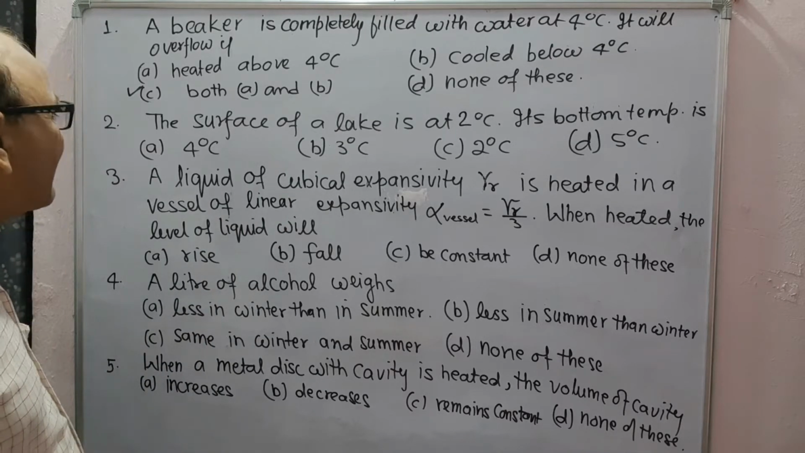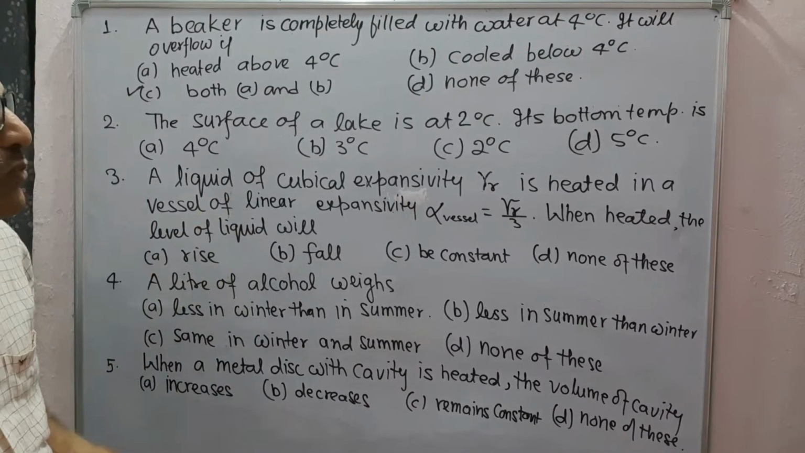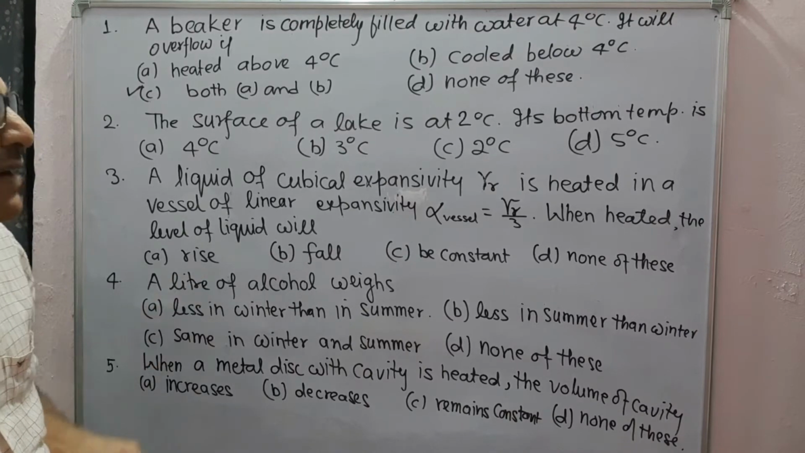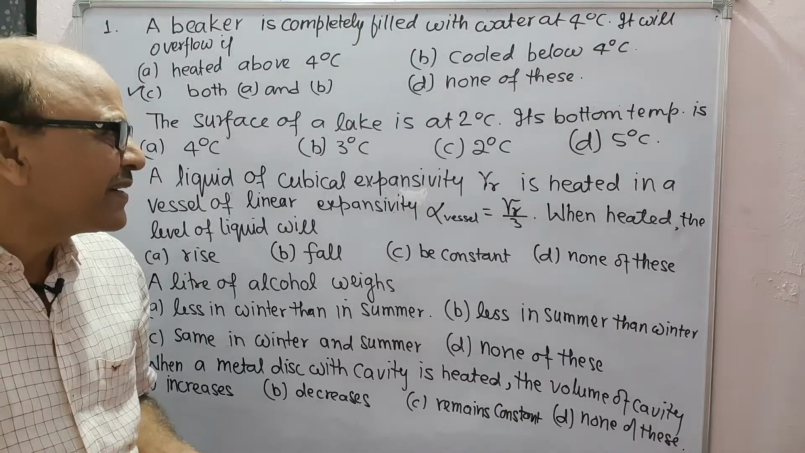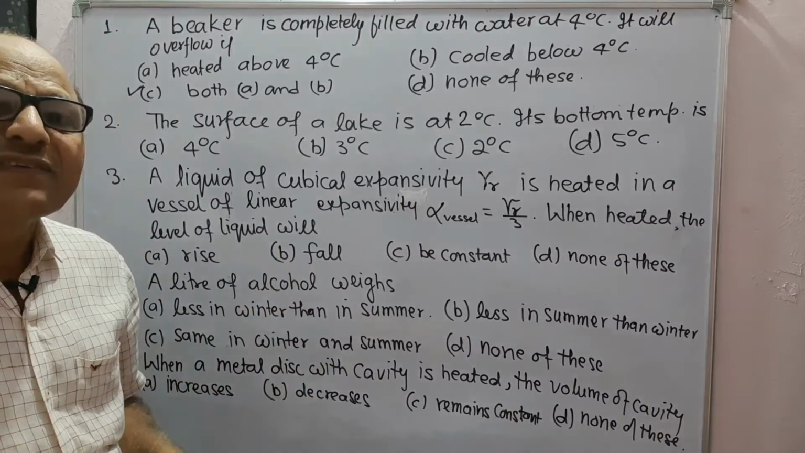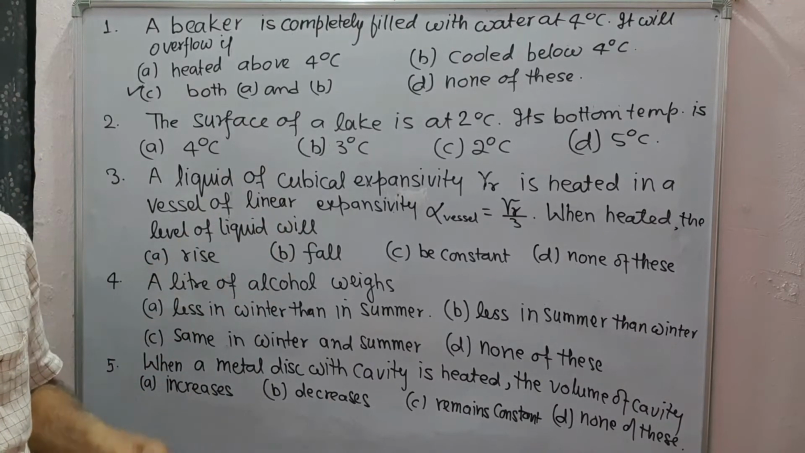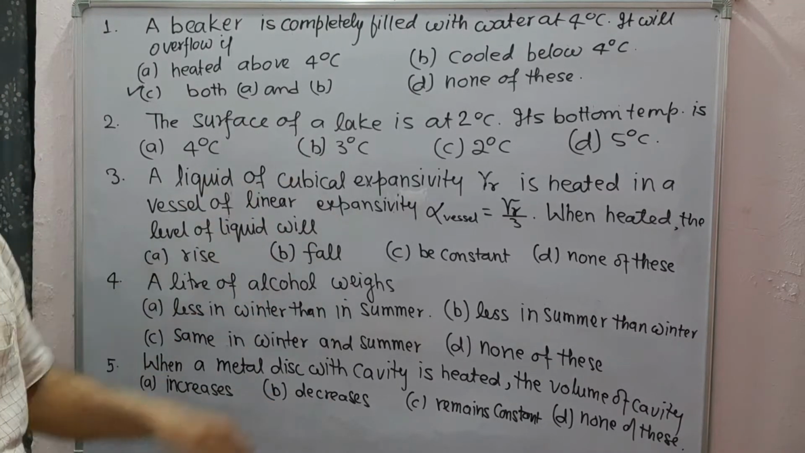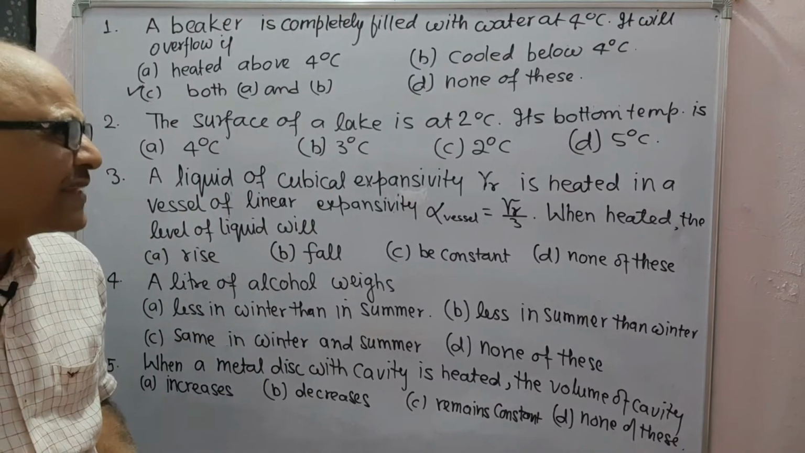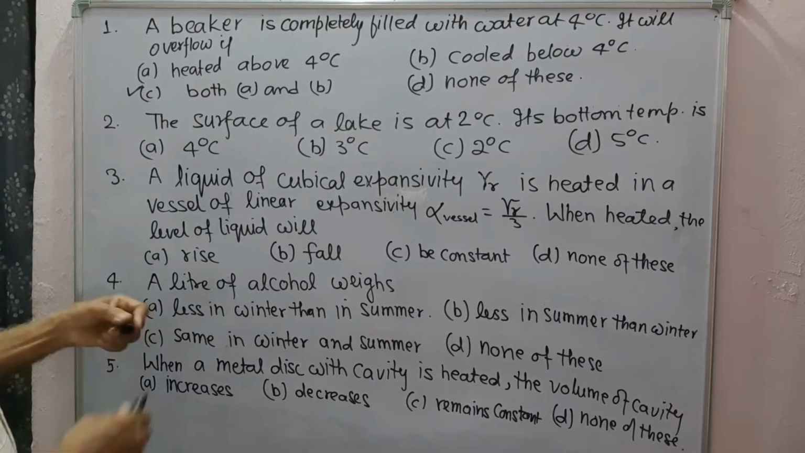Next, the surface of a lake is at 2 degrees Celsius. Its bottom temperature will be, these are the options. As the surface of the lake is at 2 degrees Celsius, and the density of water due to anomalous behavior is maximum at 4 degrees Celsius, therefore the water at 4 degrees Celsius will be densest, means its density will be maximum, and the water at 4 degrees Celsius will move to or reach the bottom of the lake. Therefore, the correct answer will be A.